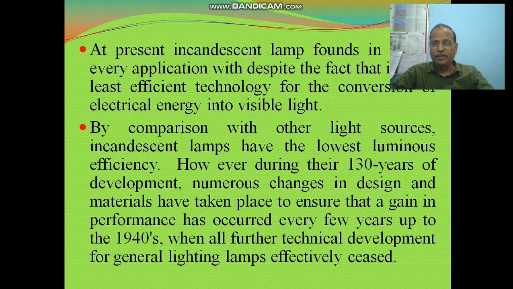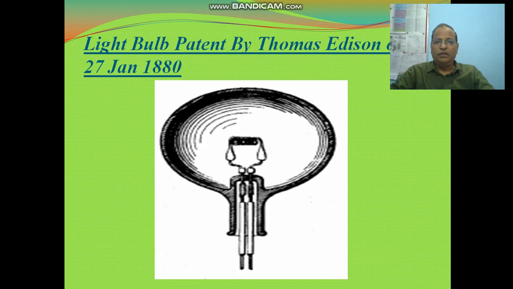However, during their 130 years of development, numerous changes in the design and materials have taken place to ensure that a gain in performance occurred every few years, up to the 1940s, when all further technical development for general lighting lamps effectively ceased. The patent of the light bulb by Thomas Edison was registered on 27th January 1880. This is the basic thing.